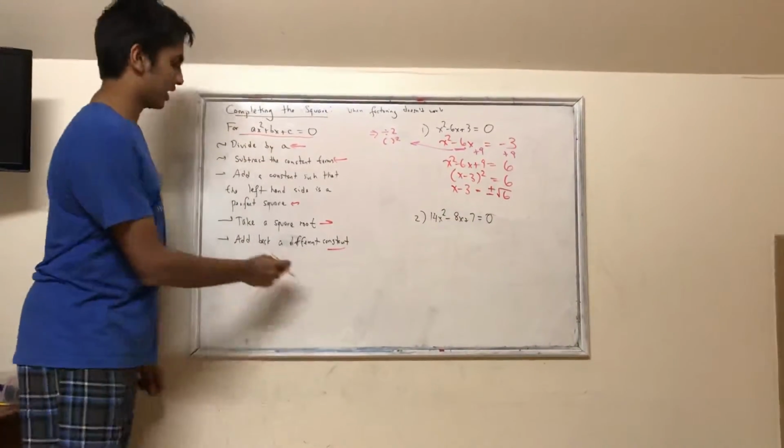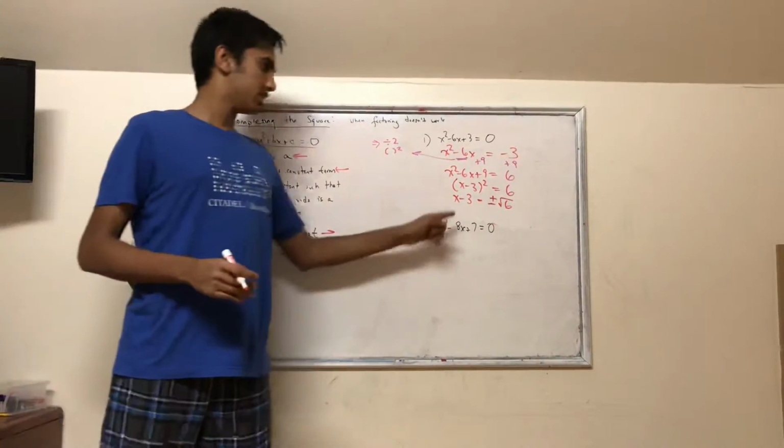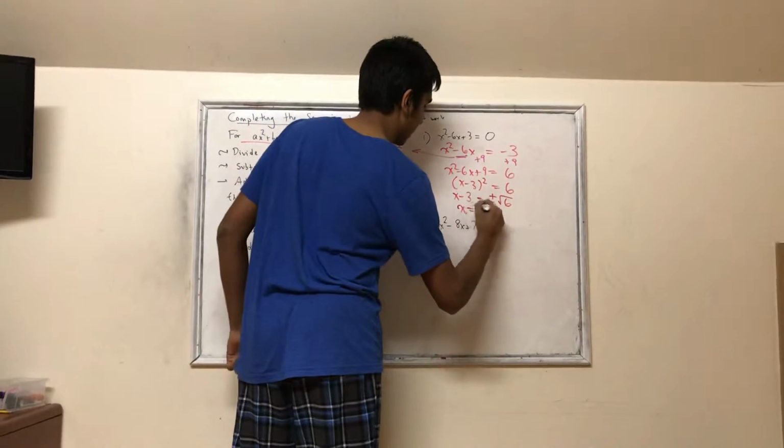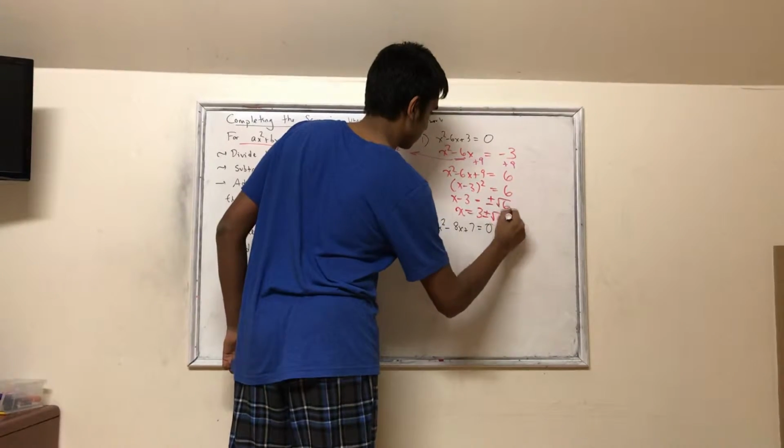Our final step is to add back a different constant term. What is this constant term? Well, we wanted x. So we're going to add 3 to both sides. We get x equals 3 plus or minus the square root of 6.